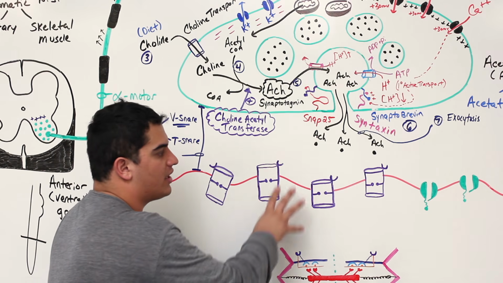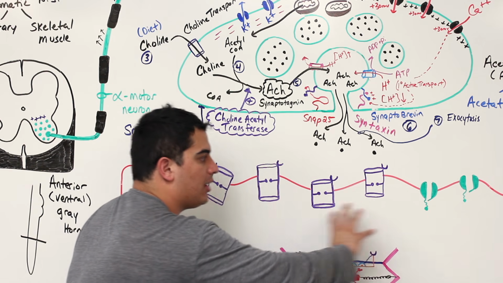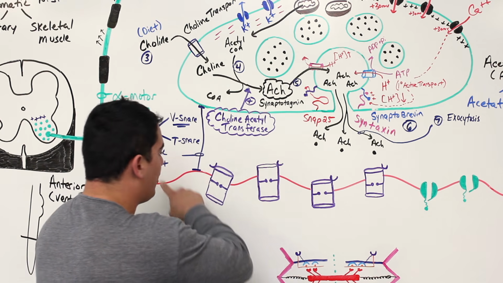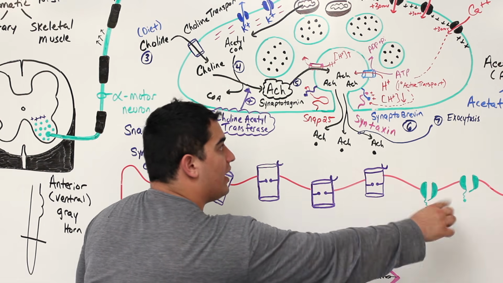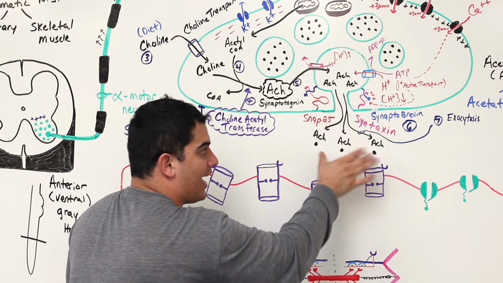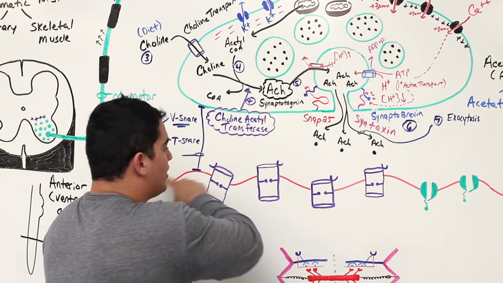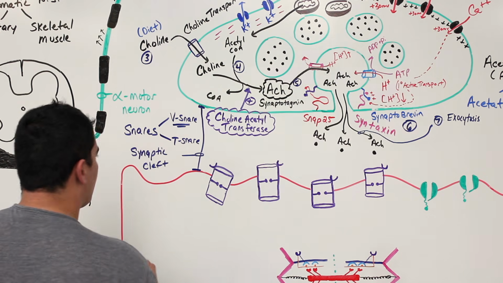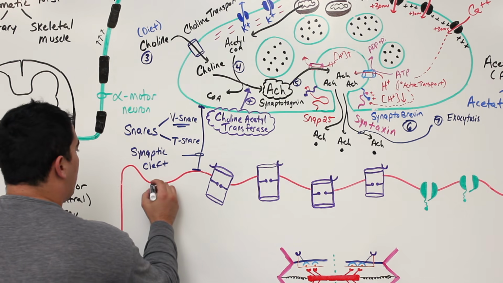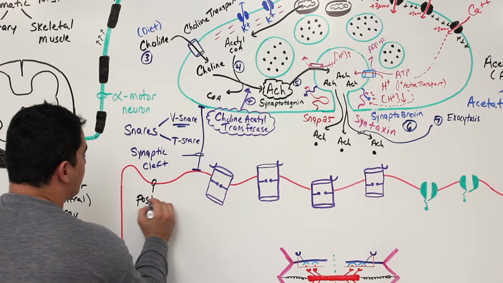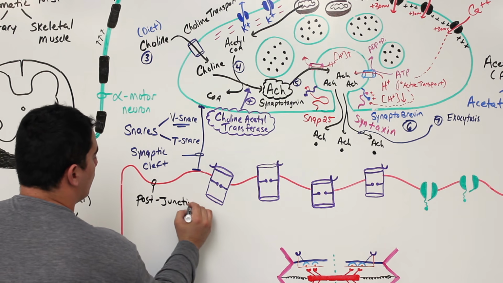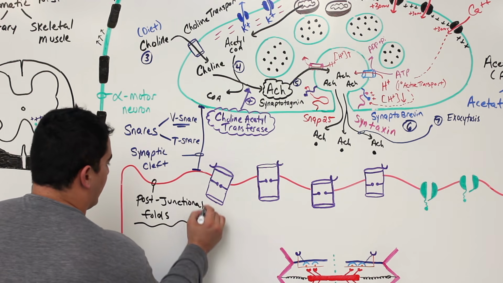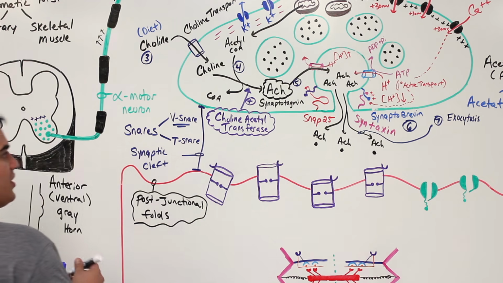As it diffuses across the synaptic cleft, it comes to this postsynaptic membrane, or this muscle cell membrane. You see how the muscle is kind of folded in where the neuron is binding and coming to that site to release the neurotransmitters? This folding is called the post-junctional folds. Let's write that down. And that allows for a nice surface area for this muscle cell to receive this stimulus from the motor neuron.